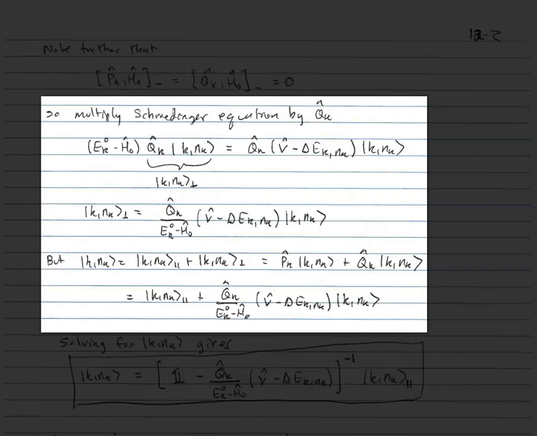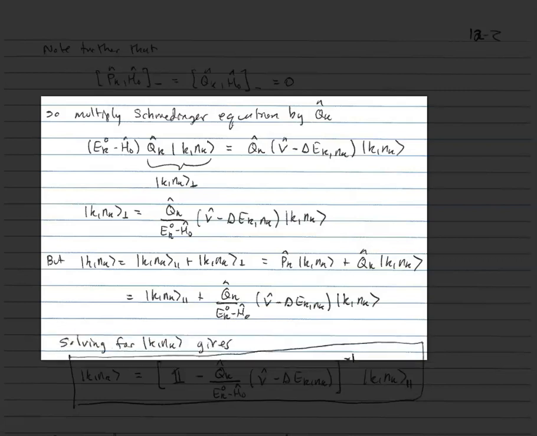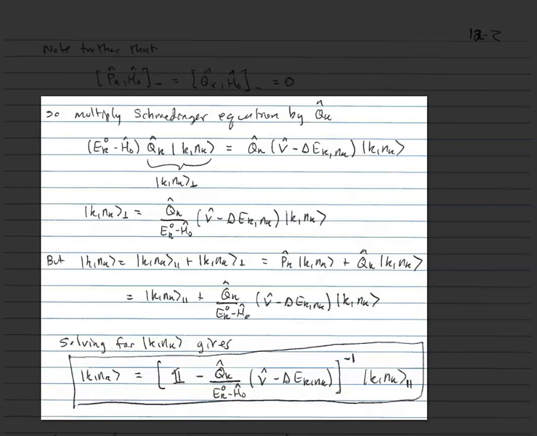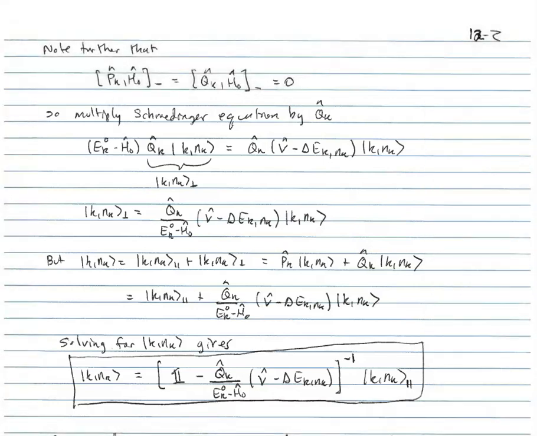We're going to bring it to the other side, and then we're going to take the inverse operator of that. So we're going to finally end up with |k,nk⟩ = [1 − Qk/(Ek0 − H0) (V̂ − ΔEk,nk)]⁻¹ |k,nk⟩∥. Okay, and again, very similar to what we did with the non-degenerate case, except the projection operator is more complicated, and we now have to figure out this parallel component because everything for the ket |k,nk⟩ is built off what that parallel component is.